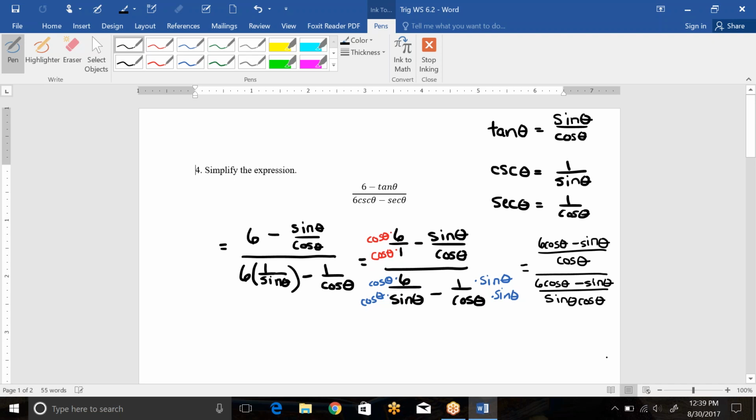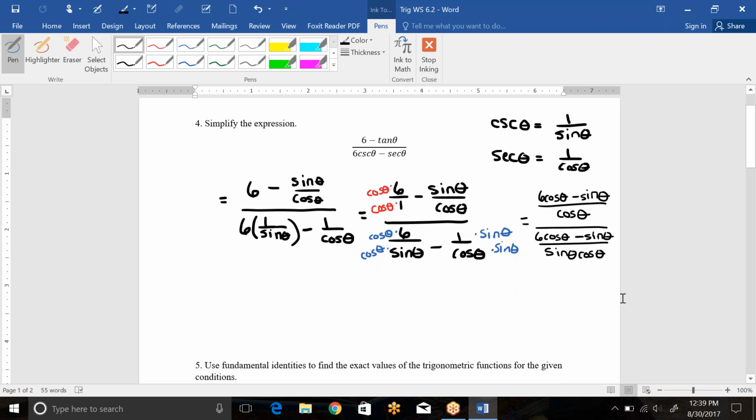Now, when you have one fraction stacked on top of another fraction, you're allowed to flip it and multiply by the reciprocal of the bottom. So my next line would be 6 cosine theta minus sine theta over cosine theta, multiplied by the flip of the bottom, which would be sine theta cosine theta all over 6 cosine theta minus sine theta.